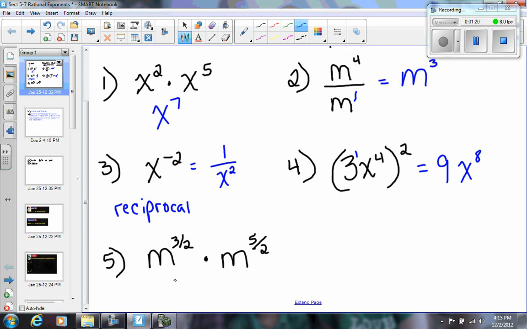And down here, again, it's similar to number 1. The bases are the same, so you add the exponents. 3 halves plus 5 halves is 8 halves. And 8 halves is just the same as 4, so this is just m to the fourth power. All right, so just a quick reminder of all the exponent rules that we've worked with, and we're going to be using those today.